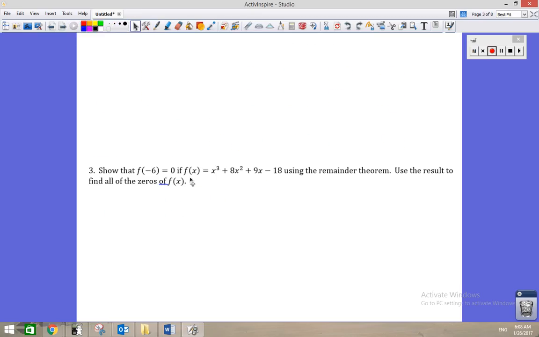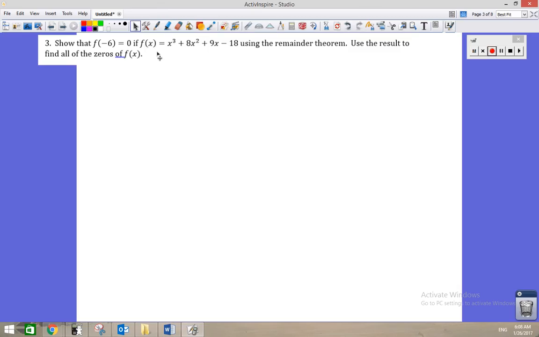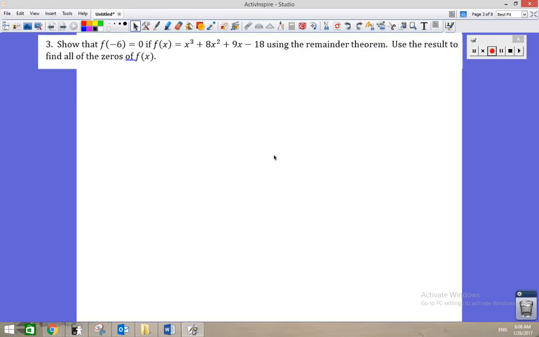Our directions have changed now. We want to factor f of x completely, and then find all of the zeros. They give us 1 zero. We know for a third degree there's at most 3, so we might have 2 more zeros to find. So let's again start out with synthetic division.